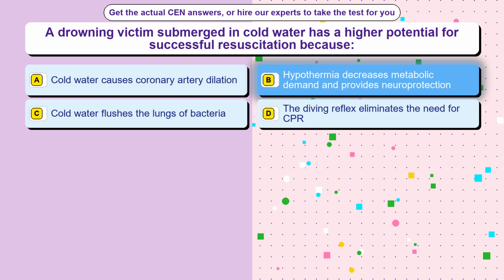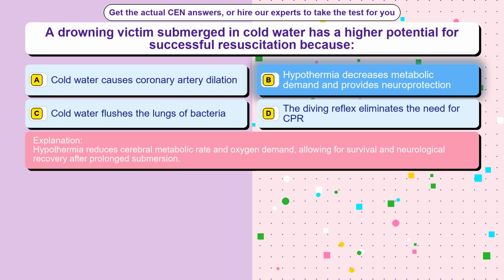The correct answer is option B. Hypothermia decreases metabolic demand and provides neuroprotection. Hypothermia reduces cerebral metabolic rate and oxygen demand, allowing for survival and neurological recovery after prolonged submersion.